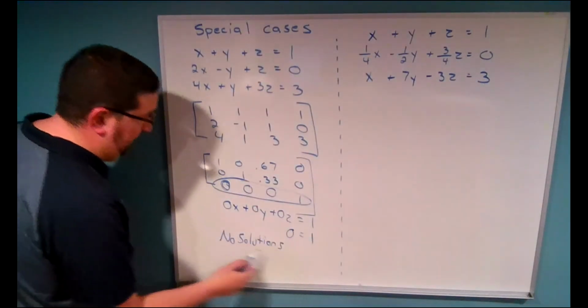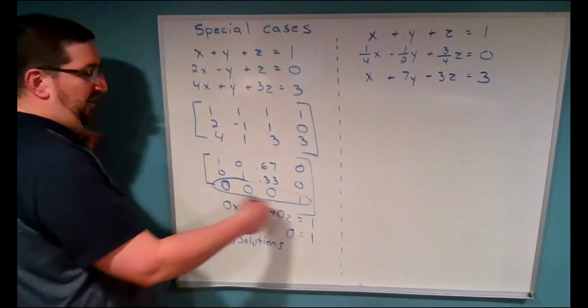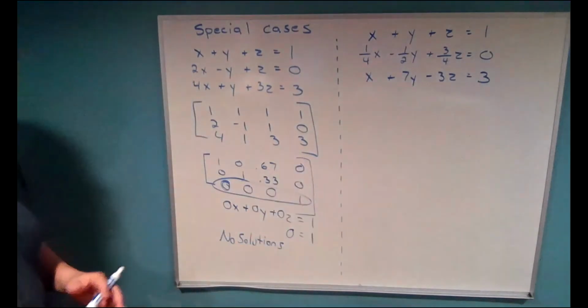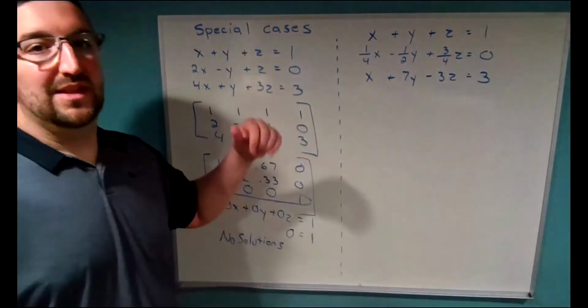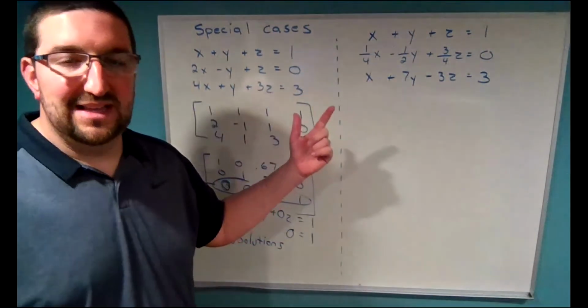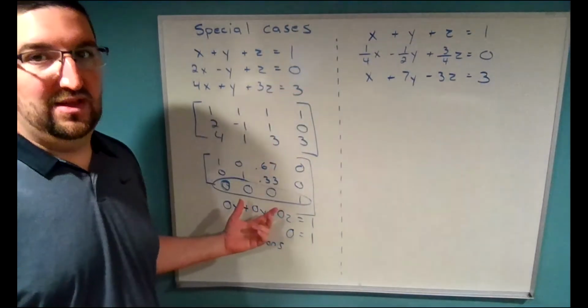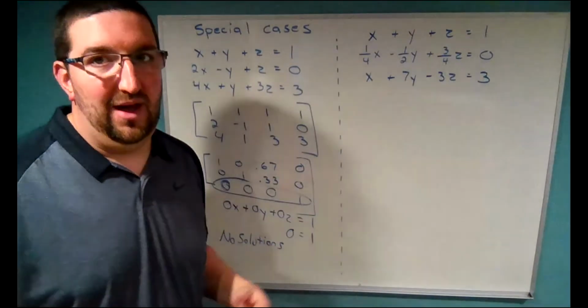Okay, we're going to end up with no solutions when your x, y, z all cancel out in that last row, but not your answer. That's very similar to what we saw when we were using the elimination method. With elimination, when your x and your y's canceled, but your answer did not, you had no solution as well.